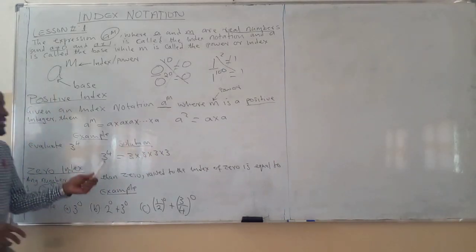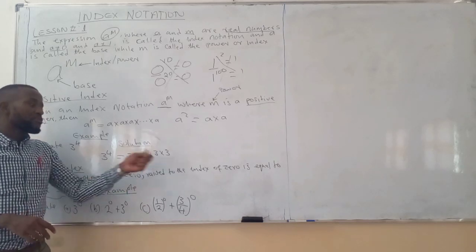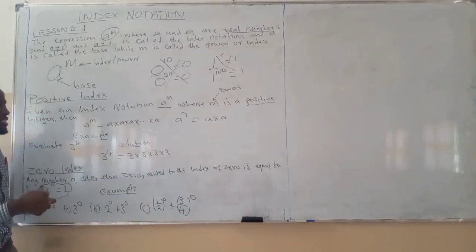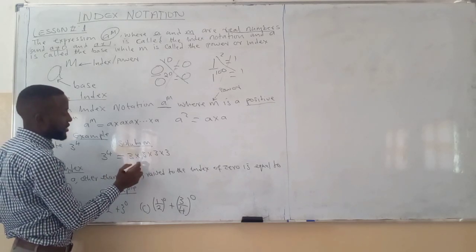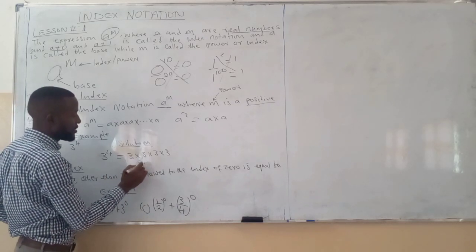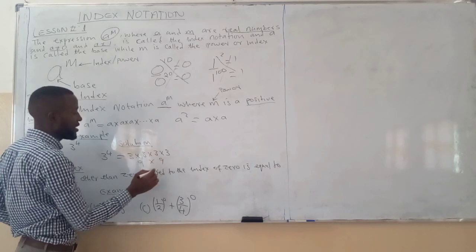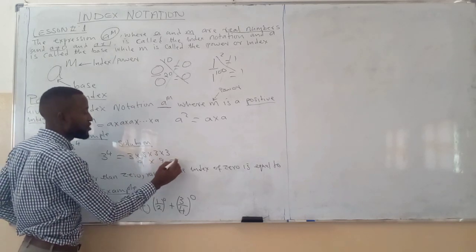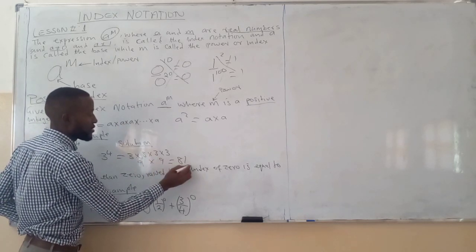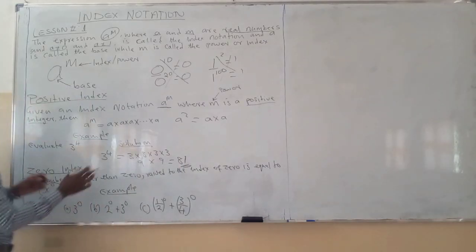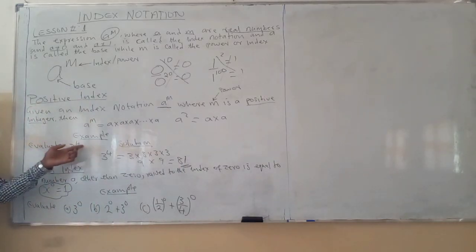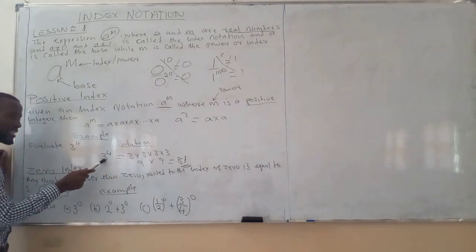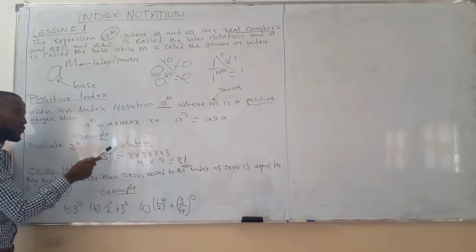Once we multiply these 3s 4 times, we can easily find our answer. What is 3 times 3? We have 9. Then 3 times 3 again we have 9. Now what is 9 times 9, which is 81. Like this, we have worked out this equation: evaluate 3 to power 4. This is how you do it. We are simply saying that this 3 should multiply itself 4 times.